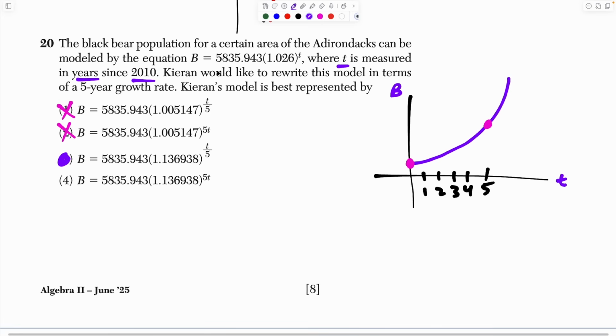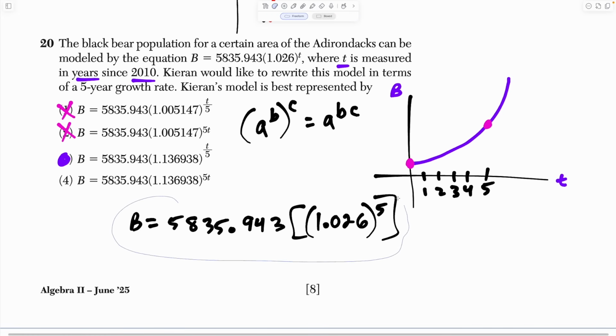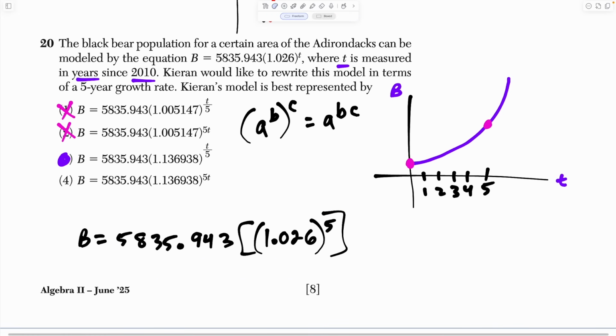If you just want to see the algebra behind this, we have a to the b to the c power is a to the b times c. We're starting with this equation here, b equals 5,835.943, and we're taking this base here, the 1.026, raised to the t power. But first we're going to raise this to the 5th power, and then after we raise it to the 5th power, we're raising it to the t over 5 power.